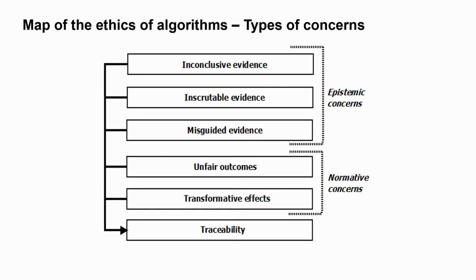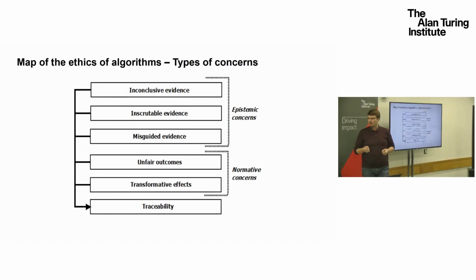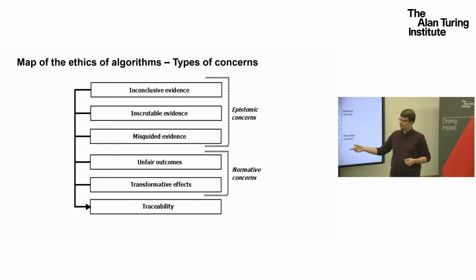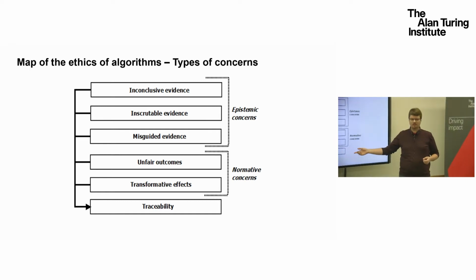And so we can have three different types of epistemic concerns, or concerns with how these systems produce and act upon knowledge. We can have two types of normative concerns, which are just concerns with the effects of the systems, the outcomes of the systems. And finally, we can have one overarching concern, which would be with the traceability of the systems.